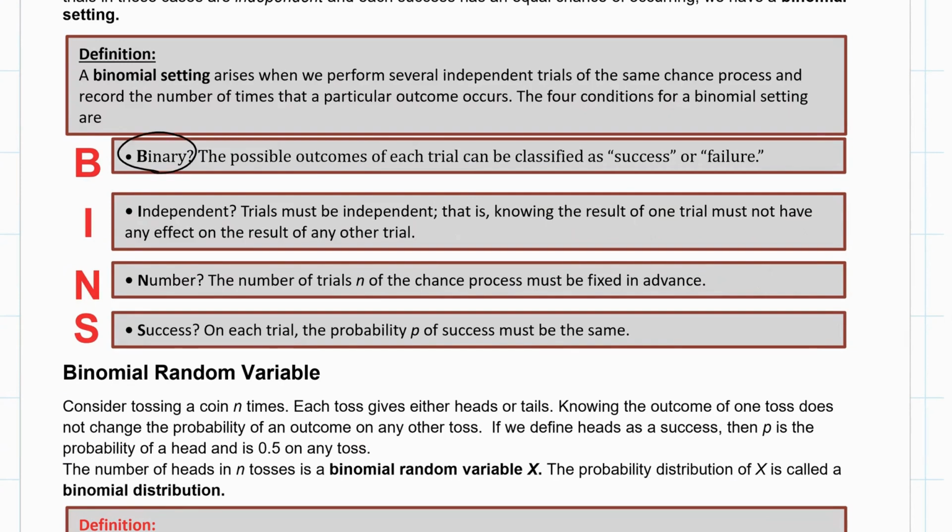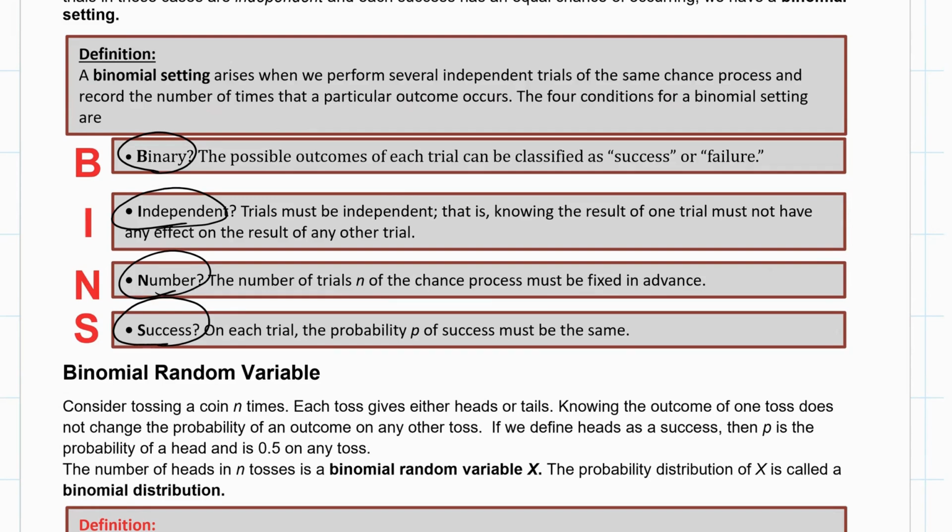For every single trial that we have, it's a series of trials, there's only two possible outcomes, which we will generally classify as success or failure. Each trial needs to be independent, meaning that earlier trials have no effect on future trials. There is a set number of trials, and then the probability of success on each trial is the same.